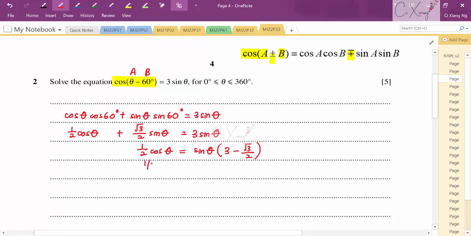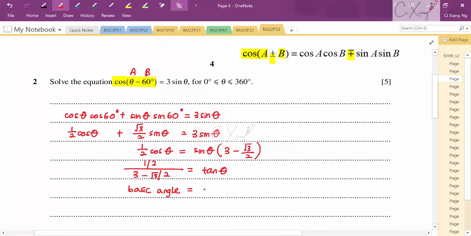Then I simplify and bring all the number terms to one side, and sine over cos becomes tangent theta on the other side. So from here you can see that we have tangent theta equals to this particular fraction. And of course, you can use the calculator to help you. First you want to find out the basic angle.